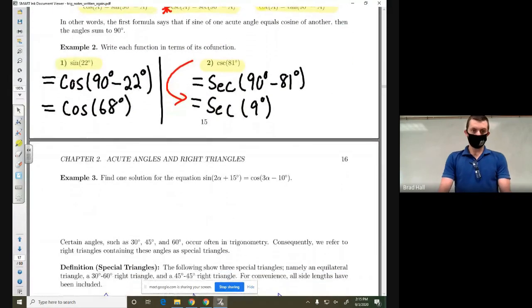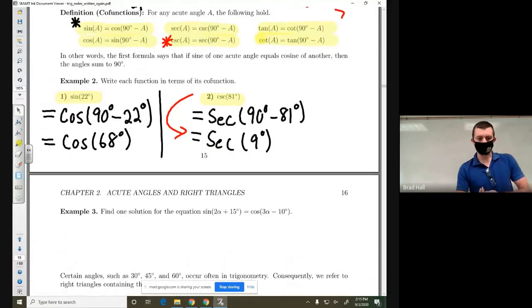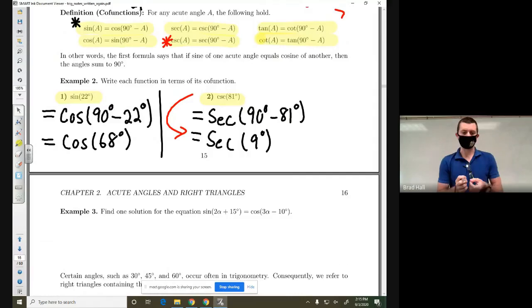So we're going to look at the same thing. I'm going to keep those formulas at the top. And we're also going to look at example 3, which is actually kind of similar to a problem we looked at, I think in the previous section, where we have to find one solution for this equation. So we had one problem, I believe in the last section, where we had to use a reciprocal identity to get the same trig function on both sides.